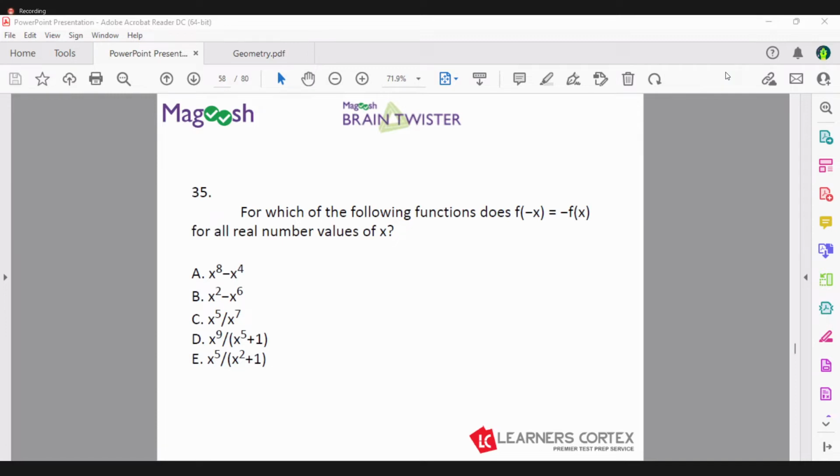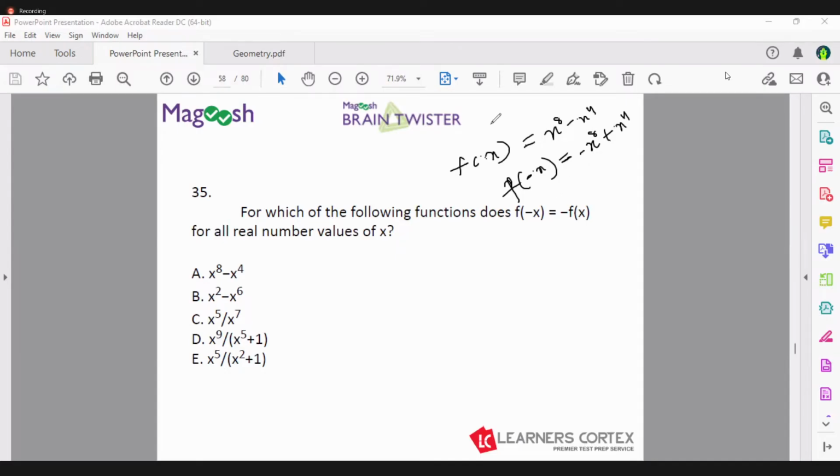Sir, I think we should take f of x equal to x power 8 minus x power 4. So f of minus x is minus x whole power 8 minus of minus x whole power 4. Sorry, can you repeat again? f of x is equal to x power 8 minus x power 4. Right, so f of minus x, in place of x, write minus x. Right, then it makes sense. Then this would become minus x whole power 8 minus of minus x whole power 4.